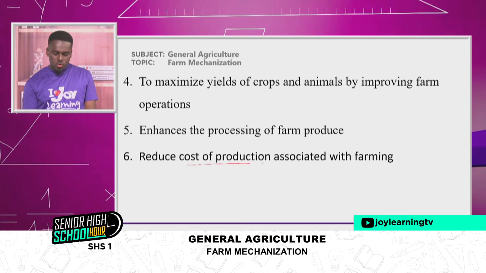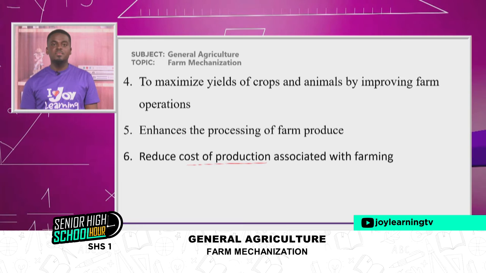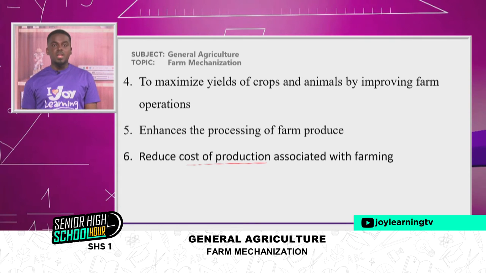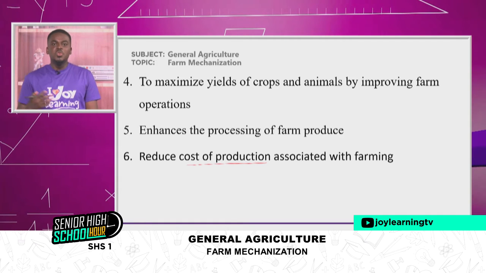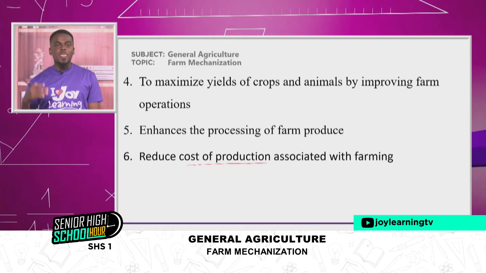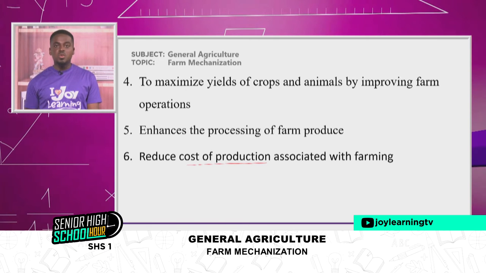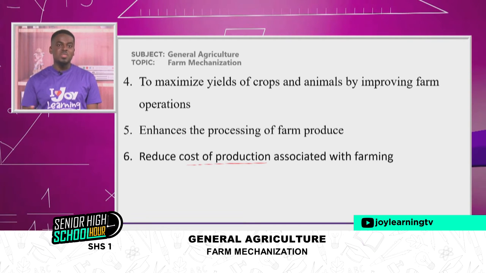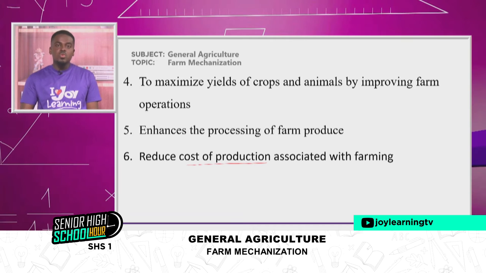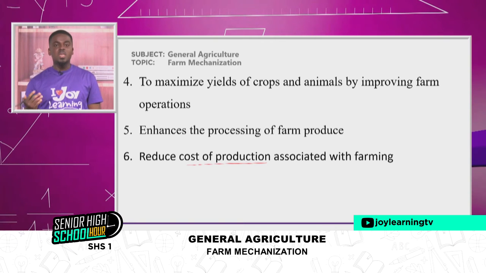It also reduces the cost of production associated with farming. Previously, if you wanted to cultivate 10 hectares of land, one farmer could not clear the field. So you needed to employ the services of other people to help you clear your farm. If you want to sow, you need a lot of people to carry out the activity of sowing on the farm. Now, with the use of seed drills, with the use of plows, you don't need so many people on your field. If you don't need so many people on your field, it means you don't have to spend a lot of money paying them wages for coming to assist you or preparing food for them. So adoption of farm mechanization helps to reduce the cost of producing crops and the cost of keeping animals.